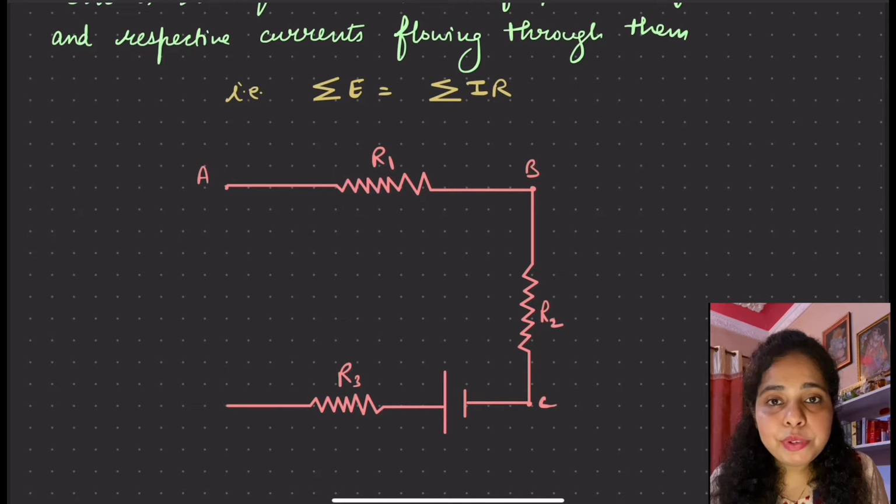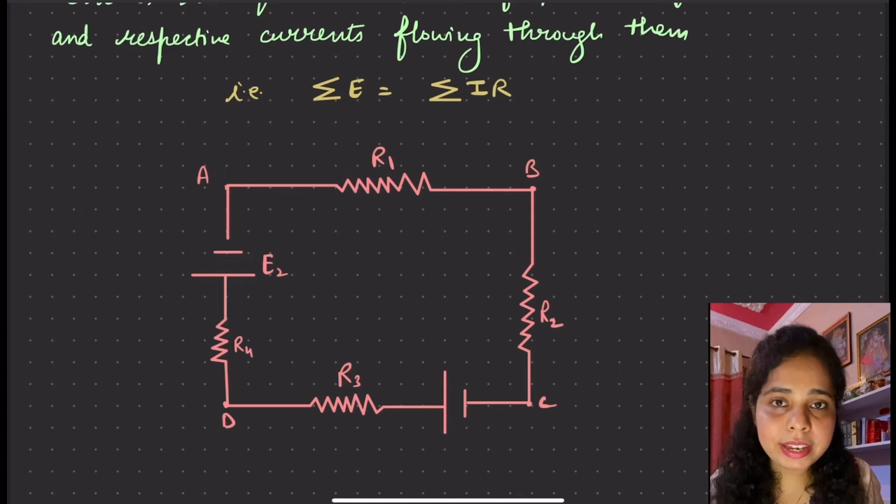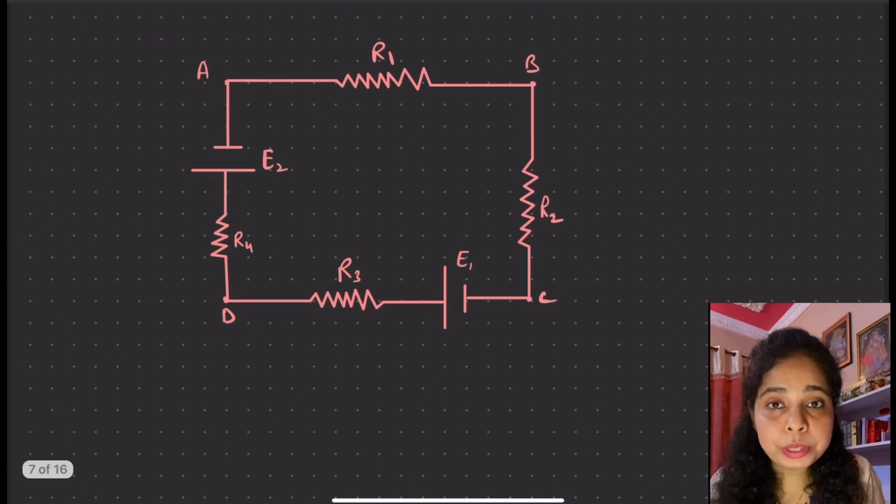Now we are left with one more branch: we are going to join D to A, but in this branch we keep one more resistor, of resistance R4. That is, one end of resistor R4 is attached to the D end, and the other end of R4 is connected to the positive terminal of the cell E2. The cell has an EMF E2, and the negative terminal of the cell E2 is connected to the A end. So now this loop is completed. From this loop we are going to learn how to apply Kirchhoff's loop rule.